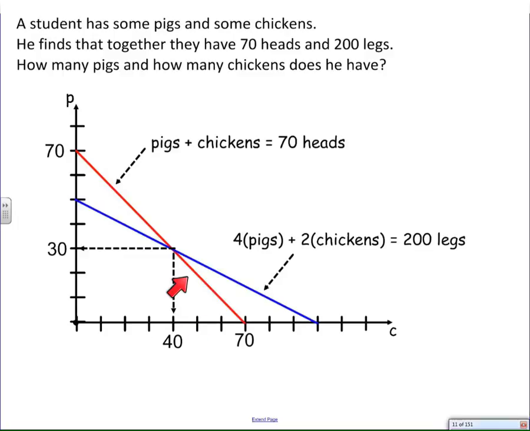Now understand that this is the equation P plus C equals 70. These are all the ways that there can be 70 heads. So you could have 70 chickens, 0 pigs, 70 pigs, 0 chickens, and everything in between. This graph shows all the ways that you can have 200 legs. Between the two, there's only one place where we could have 200 legs and 70 heads, and that's when there's 40 chickens and 30 pigs.